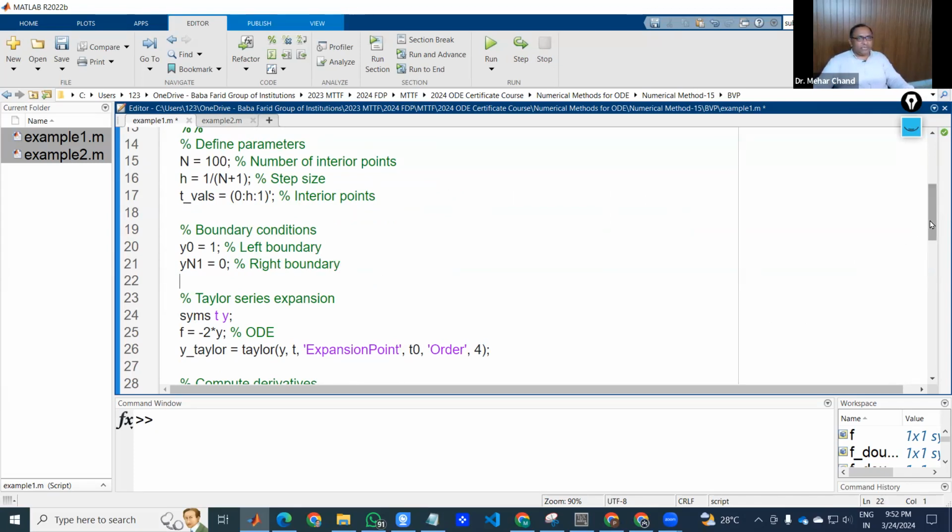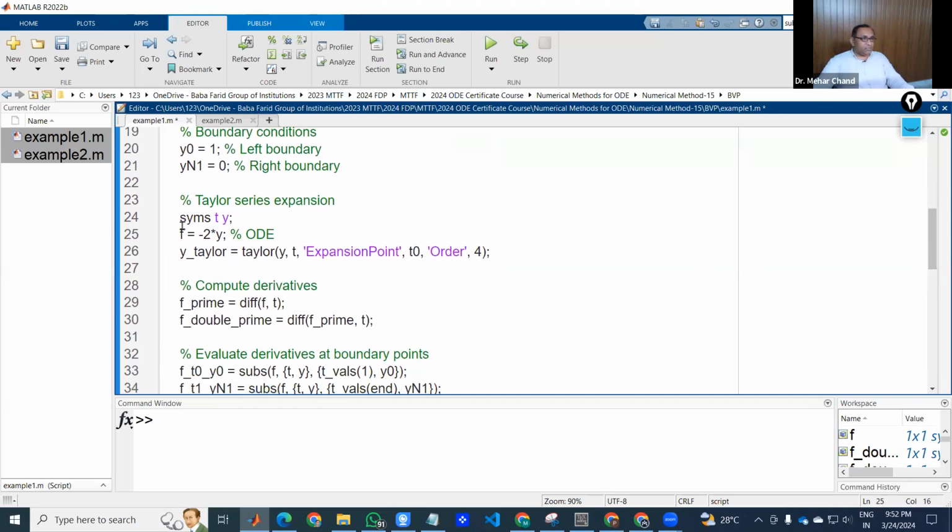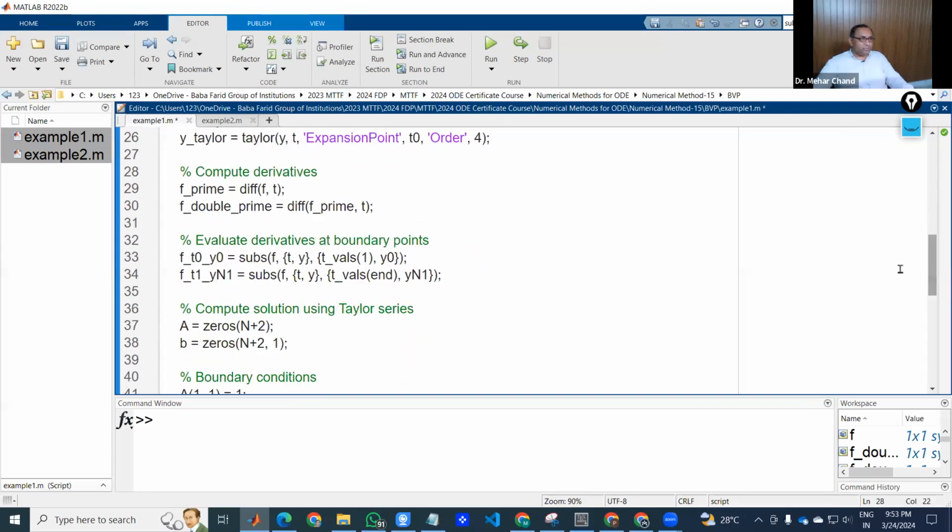And after that we need to expand the Taylor series. We are going to follow the same approach. Since f(t, y) is equal to minus 2y, and here is the y Taylor series, the expansion of y(t) at the expansion point t naught, of the same order, is here. For the same, we need to compute f prime and double prime, the first order derivative and second order derivative of f, and then we need to evaluate at the boundary points. So these are the left boundary values.